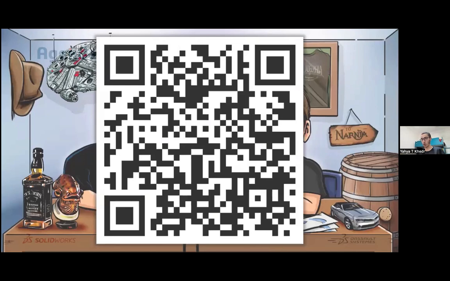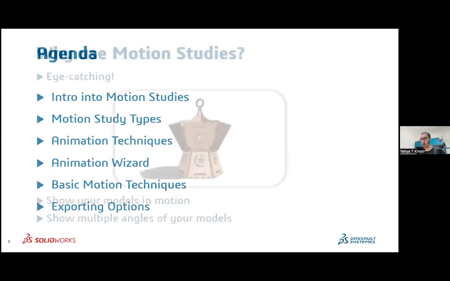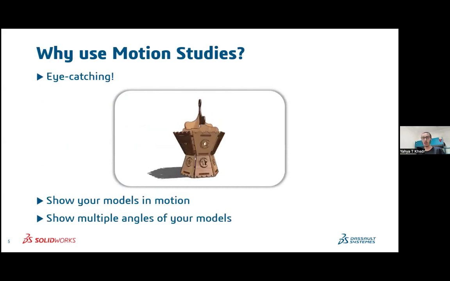Other than that, let's get started with the agenda for today. So we're going to start with an intro of what motion studies are. And there are multiple types of motion studies in SolidWorks. So we're going to take each one of them and talk about what differs it from the other types and when to choose that type instead of the other. And then for each type, we're going to take a deep dive into it and talk about the different techniques in that type of motion study. And at the very end, we're going to talk about some tips and tricks while you're exporting or saving your animation outside of SolidWorks.